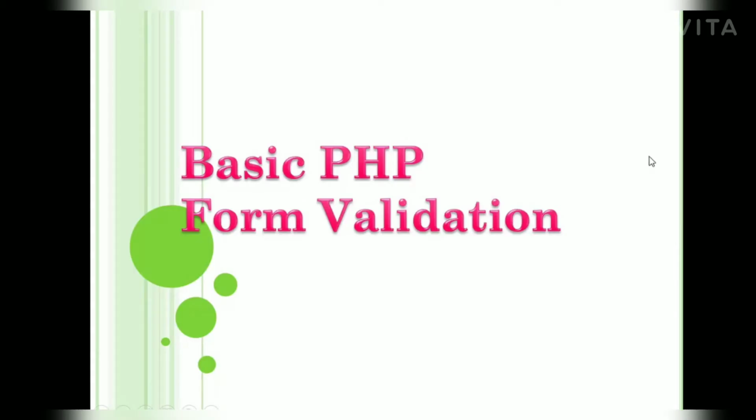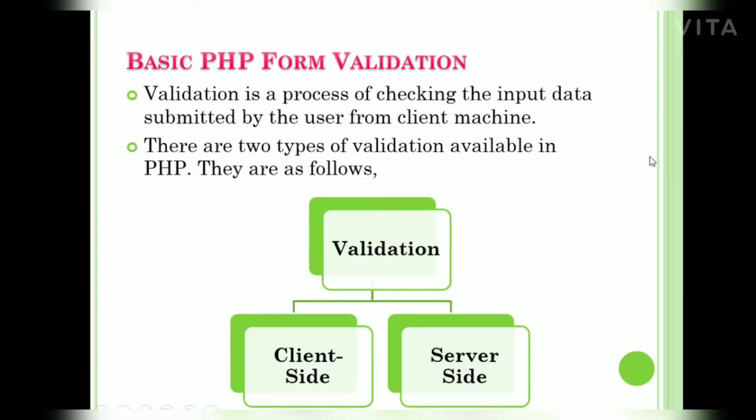Basic PHP form validation. Validation is a process of checking the input data submitted by the user from client machine. There are two types of validation available in PHP. They are as follows: client-side validation and server-side validation.